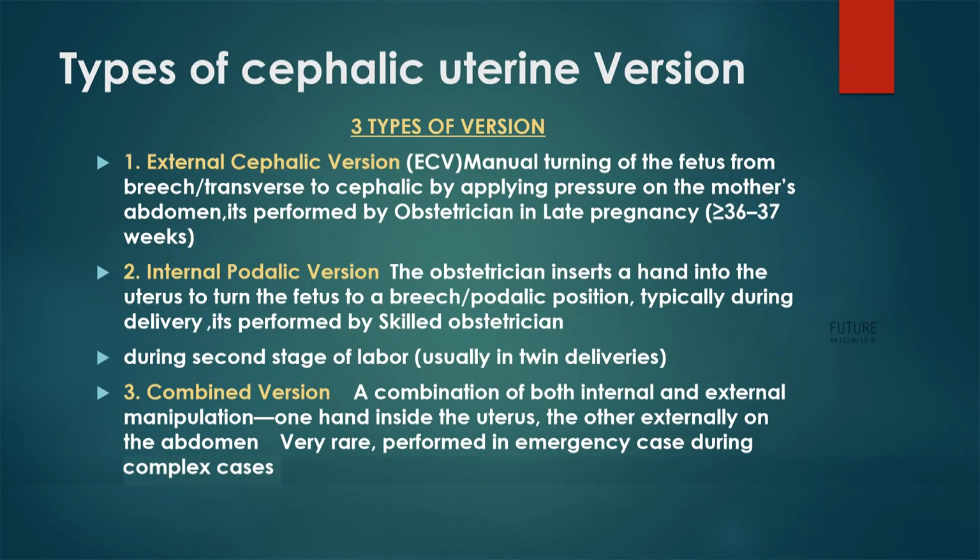First of all, I will explain the types of cephalic uterine version. There are three types of version. First one is external cephalic version. It is manual turning of the fetus from breech or transverse to cephalic by applying pressure on the mother's abdomen. It is performed by an obstetrician in late pregnancy, especially between 36 to 37 weeks.